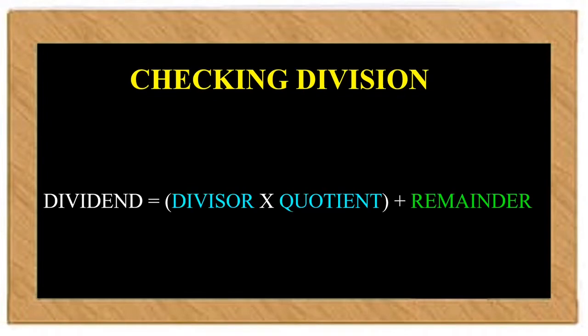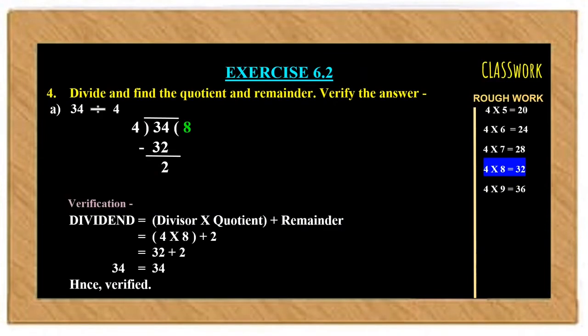The formula which you children must remember or keep in mind is: dividend is equal to divisor multiplied by the quotient plus the remainder. Let us begin to solve some questions from exercise 6.2 to understand and also remember this concept of verification in division. As per question 4, we need to divide and find the quotient and remainder. Also, we need to verify the answer which we have got.